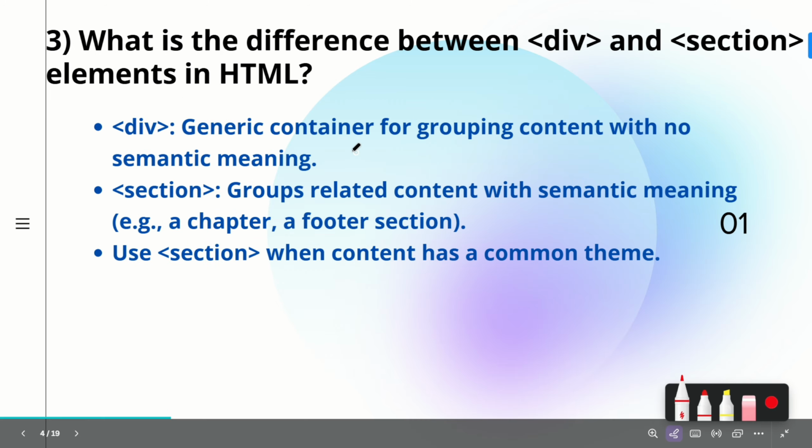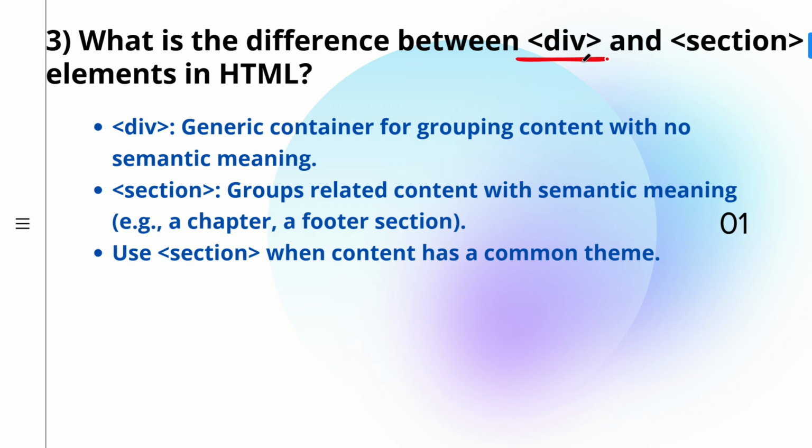Now let's see the third question which was asked in the interview: what is the difference between the div and section element in HTML? Let's see the difference. Div is a generic container for grouping content with no semantic meaning. It does not convey any meaning to the developer or to the browser. It is just used to group the content, and there is no meaning given to it.